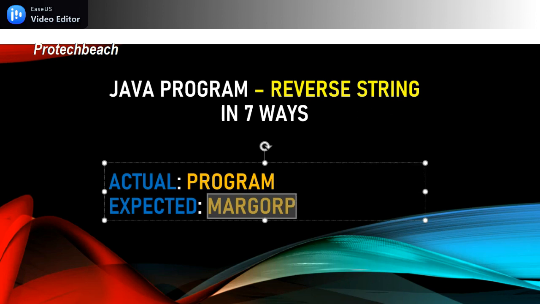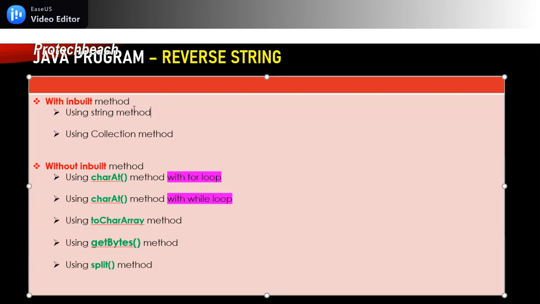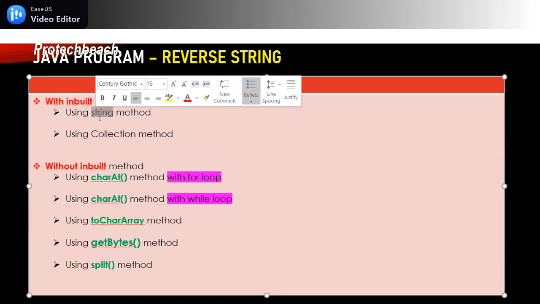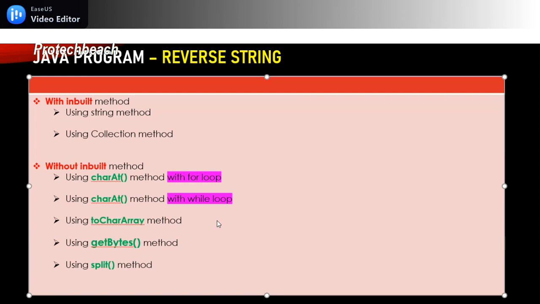As I mentioned, there are 7 ways. With inbuilt functions, there are 2 ways we can reverse the string. With the string method, you can use the StringBuffer or StringBuilder class, which has a method called reverse. Using that we can do it. At the same time, if they ask about using the collection class, you will understand how we can use strings and collections.